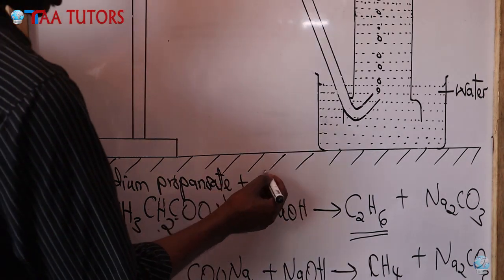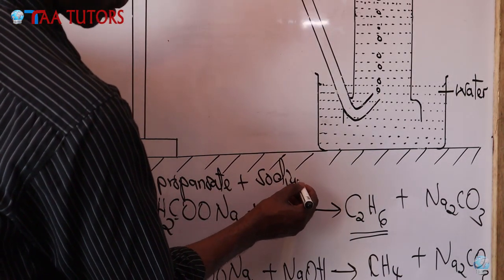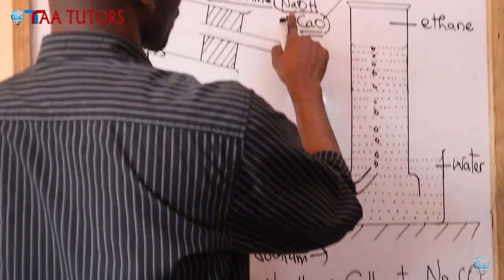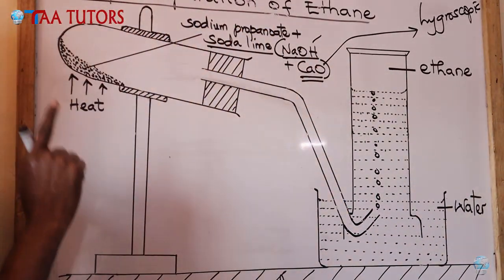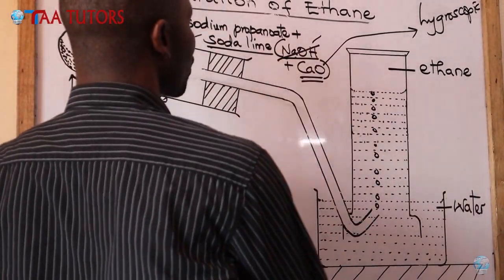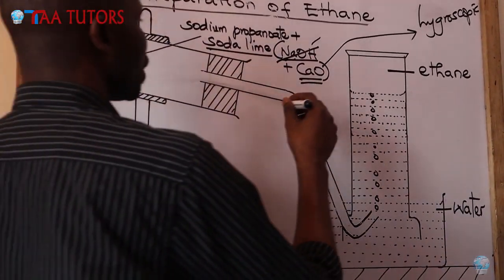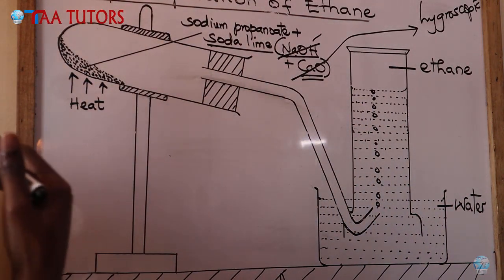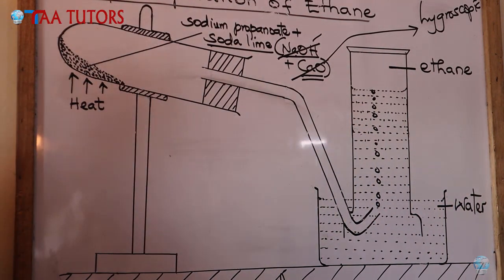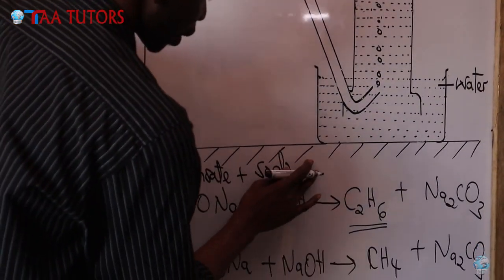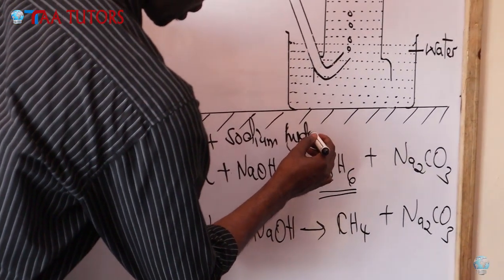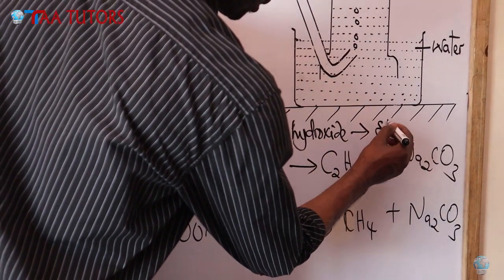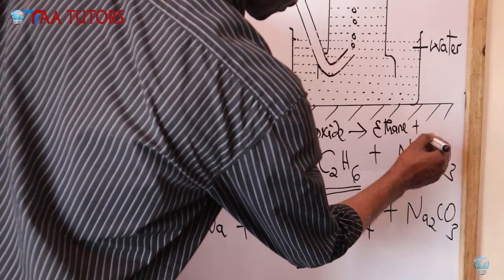So this is sodium propanoate plus soda lime. In your head, you just know that soda lime is a mixture of sodium hydroxide and calcium oxide. But in our equation, only sodium hydroxide is taking part in the reaction. The soda lime is actually helping us to ensure that this sodium hydroxide remains dry throughout the reaction. So with sodium hydroxide, we get ethane plus sodium carbonate.